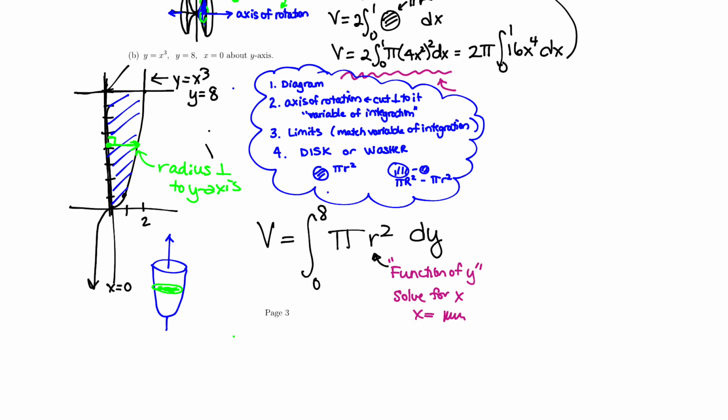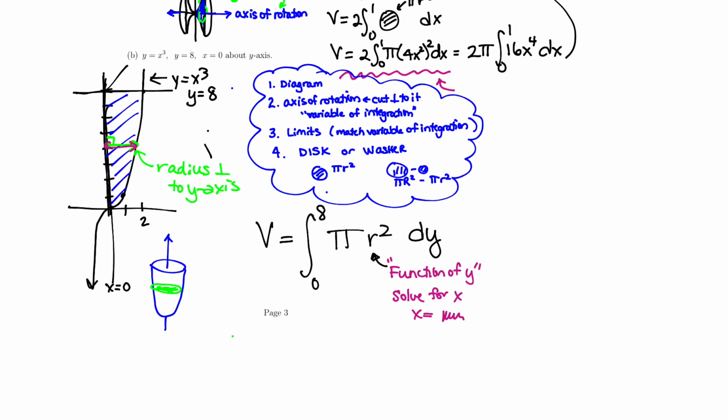And so that radius is the distance between these two curves right here. Perpendicular, so it's the outer curve. Eli, what did you get when you solved for x? You got the cubed root of y, thank you. And then the inner curve is x equals 0. So the volume is the integral from 0 to 8 of pi times the radius, which is outer curve, cubed root of y minus inner curve 0, squared, radius squared, dy.